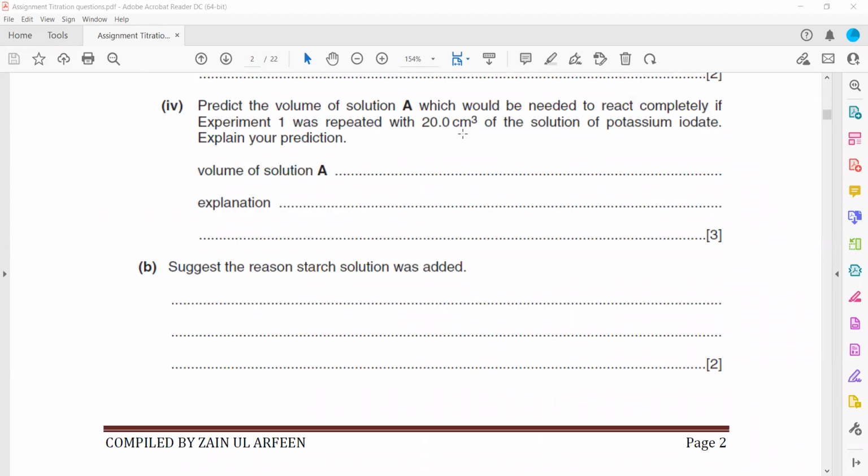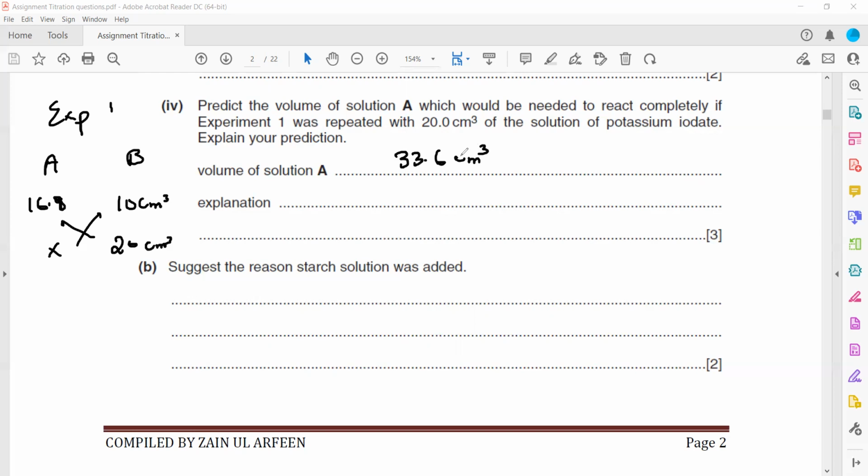Predict the volume of solution A which would be needed to react completely if experiment 1 was repeated with 20 cm cube. Experiment 1 was the reaction between A and B. When we took 10 cm cube of solution B, 16.8 was needed. If we repeat the experiment with 20 cm cube of solution B, how much A is needed? Just cross multiply, so it will be twice. So 16.8 times 2 is 33.6. So 33.6 cm cube of solution A is needed.